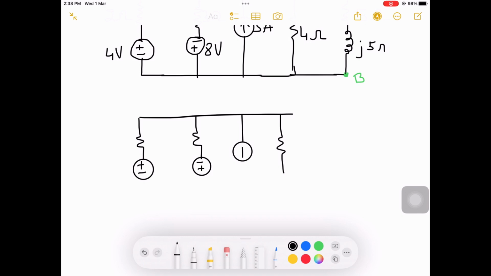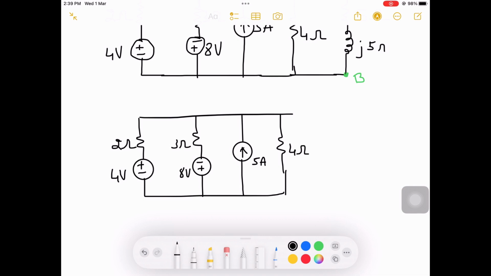Writing with the polarities as given in the problem, and the values of the voltage sources as well as the resistances, the current source and its resistance, and opening the terminal A and B. I am keeping the terminals A and B open.